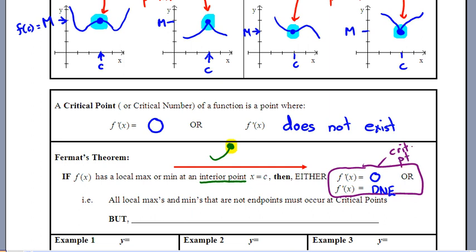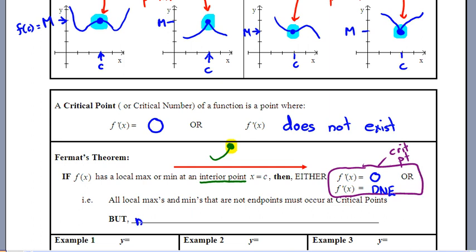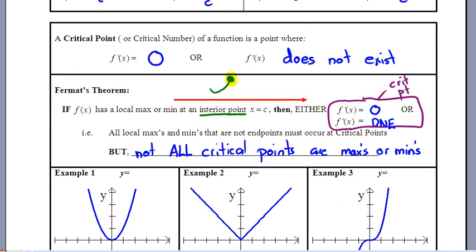But be careful, because it doesn't work the other way around. So not all critical points are maxes or mins. Let me show you a few examples so you can see that.